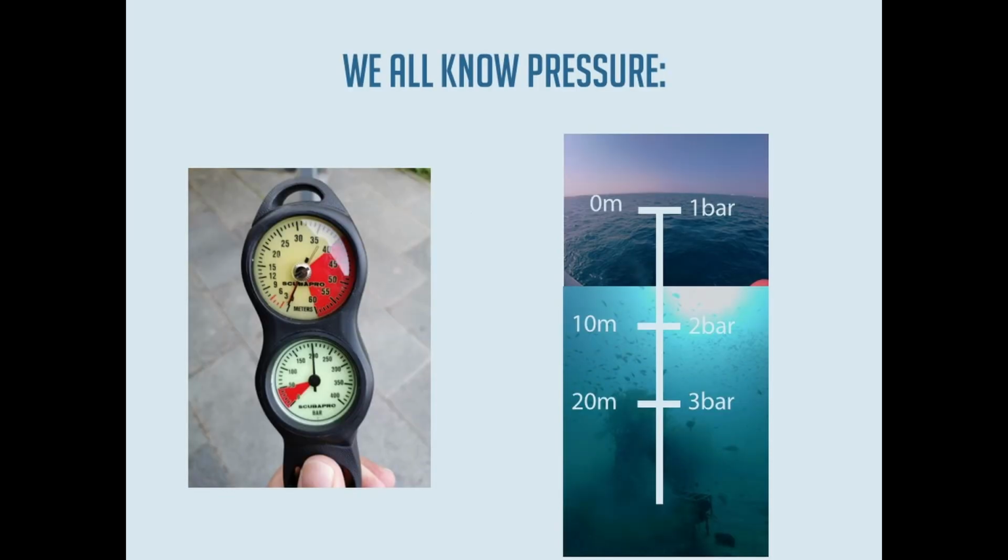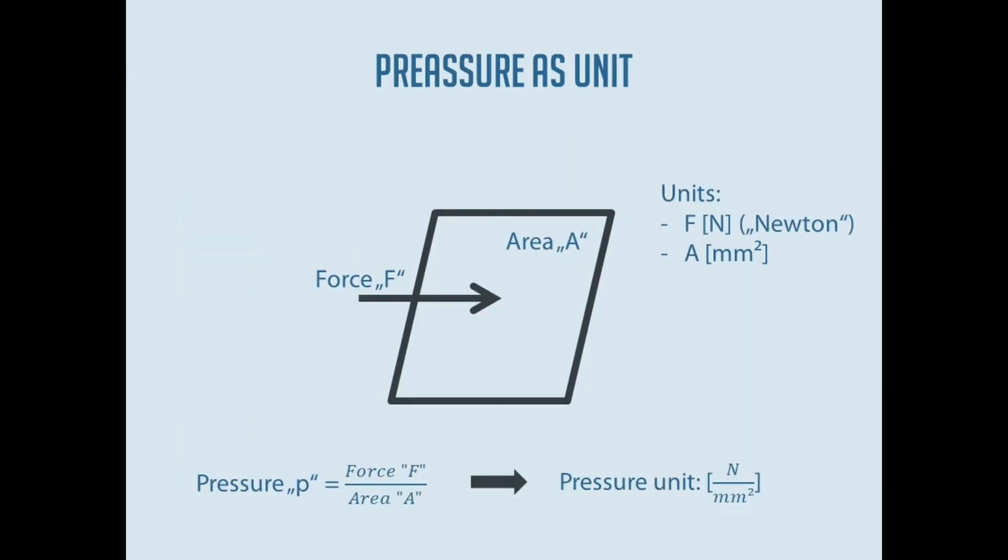We all know pressure, be it as a display from our Finimeter to show us how much air is still in the bottle, or as you know it from the textbook: at the water surface there is a pressure of 1 bar, at 10 meter depth 2 bar, at 20 meter depth 3 bar, and so on. So what is this anyway?